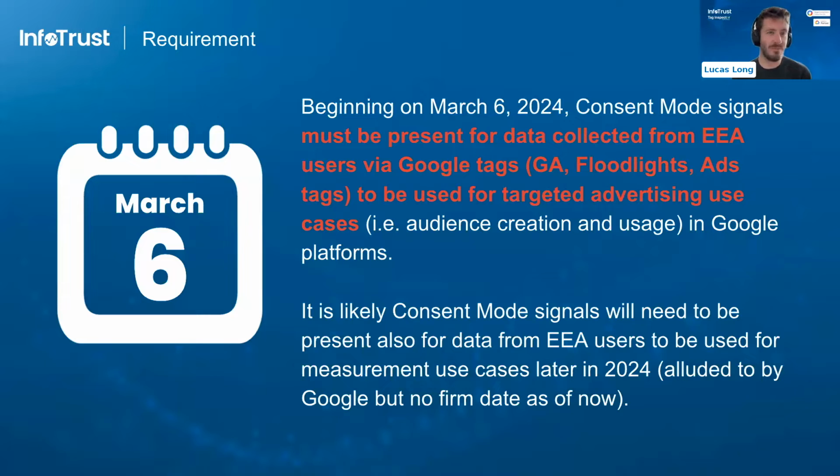Now, the March 6th deadline relates to the use of that data for advertising use cases, but Google has alluded to consent mode needing to be in place to use that data for measurement use cases as well later in 2024. There is no date set yet, but in some of the communications you may have seen from Google, sent to anyone that has access to an ads account, they did allude to measurement use cases later in 2024.